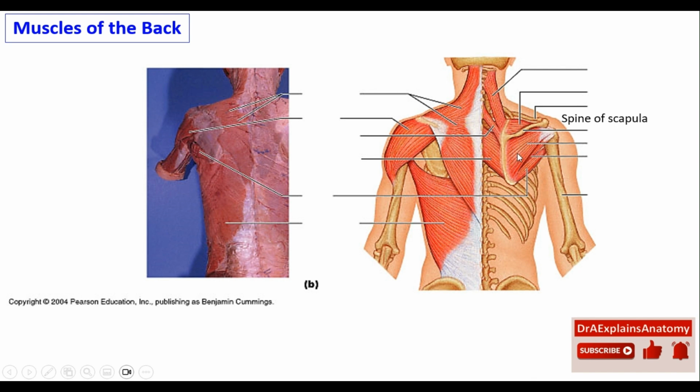In the supraspinous fossa, we have the supraspinatus muscle. Whereas in the infraspinous fossa, we have the infraspinatus muscle. This right here is the teres major muscle, whereas this is the teres minor muscle. So we mentioned the rhomboid minor muscle, rhomboid major muscle. This is the teres minor muscle, and that is the teres major muscle.